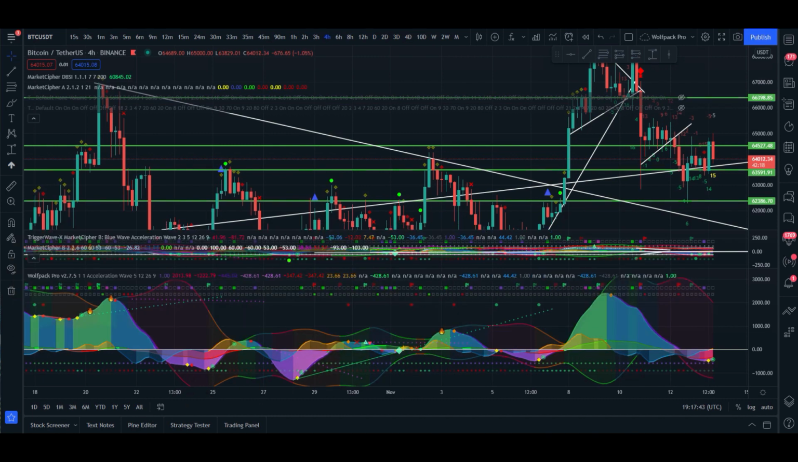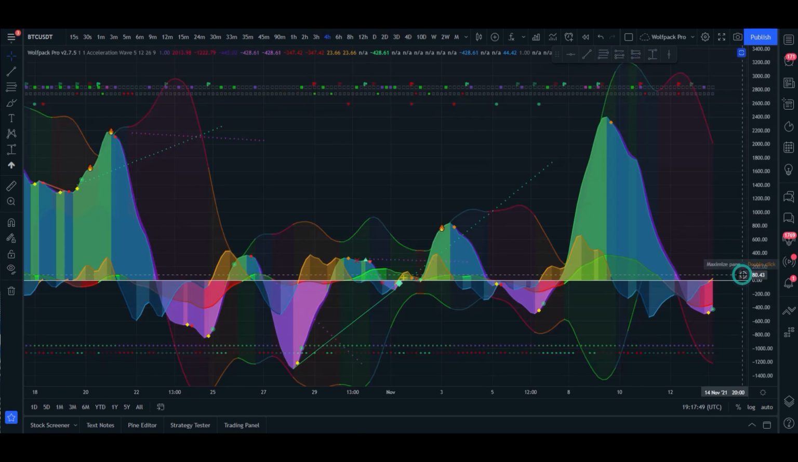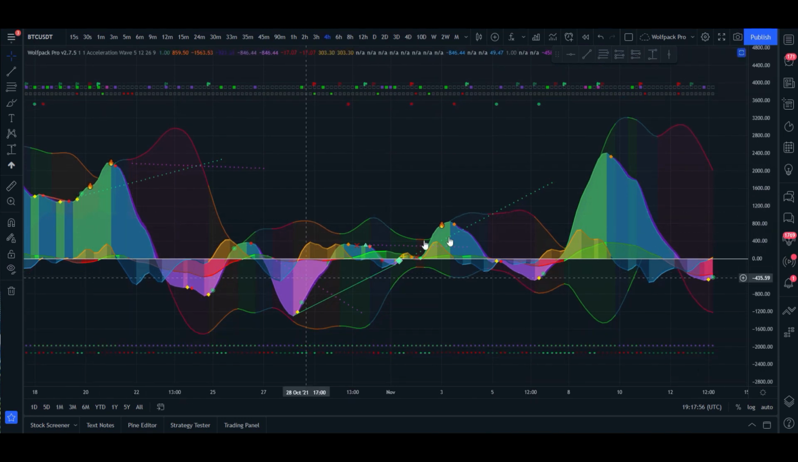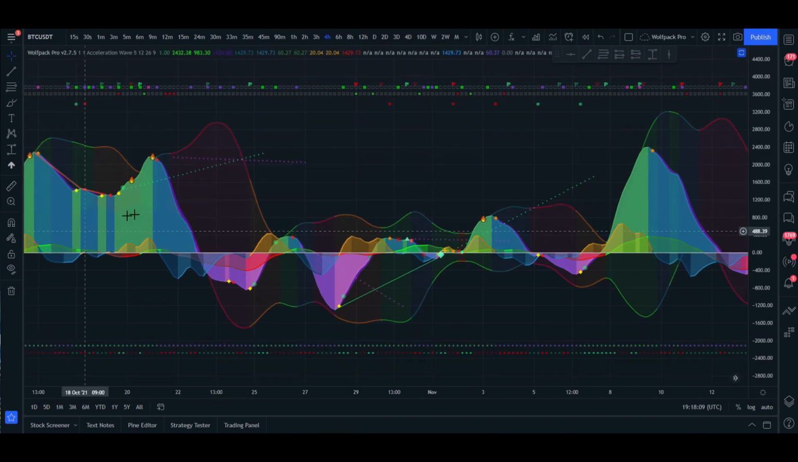So to kick it off, I think a lot of people are probably quite aware of Market Cipher, which is a leading indicator. One of the things that really distinguish Market Cipher is the oscillator, and the idea of waves, momentum waves, trigger waves, money flow, VWAP, all of that type of stuff. And Wolfpack Pro follows a very similar paradigm.